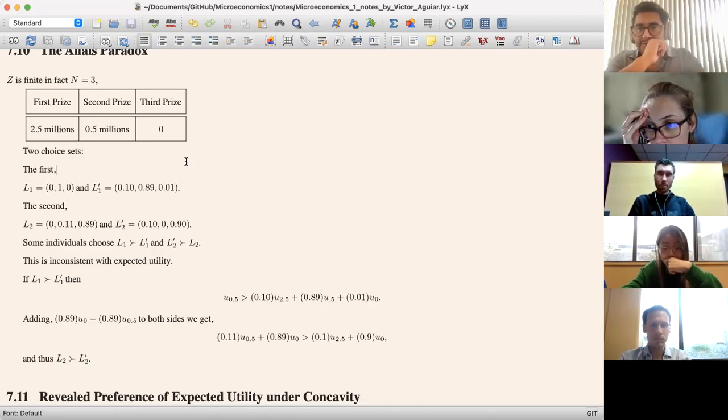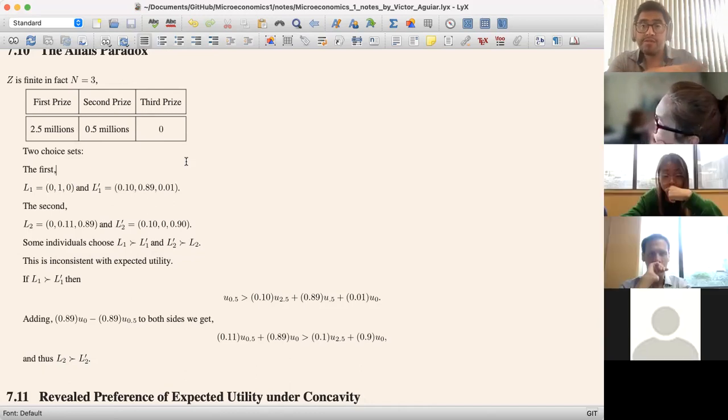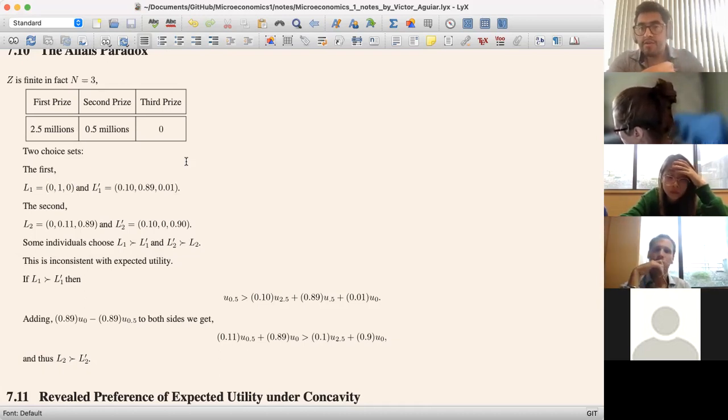It's still very new research that claims that a lot of times when I run an experiment, people sometimes make mistakes. And when people are allowed to change their mind, they start conforming more often to these models, the models of economic theory.